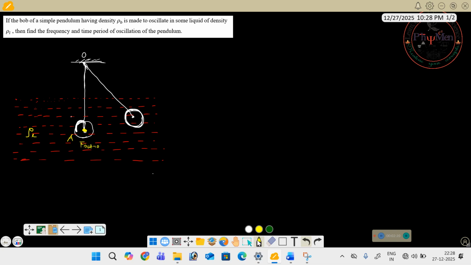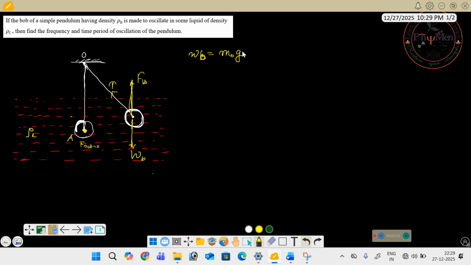Now what are the forces acting on this particular bob? One is the weight of the bob, acting downward, and in the upward direction, this force of buoyancy, and along the string it is the tension force, right? Now weight of the bob is given by mass of the bob into g.